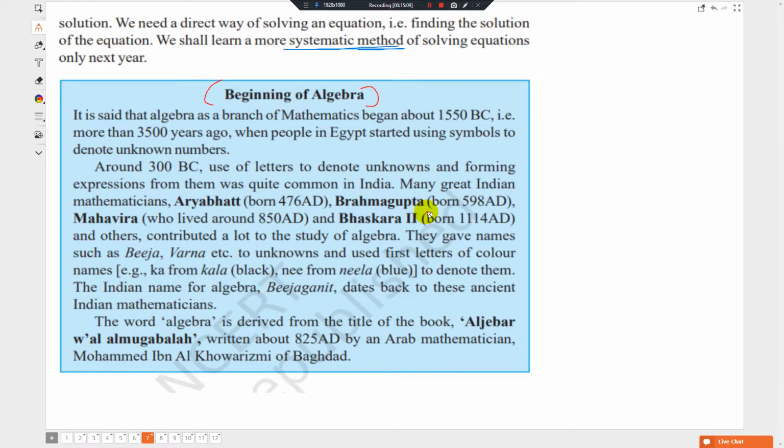The Indian name for algebra, Bija Ganit, dates back to these ancient Indian mathematicians. The word algebra is derived from the title of the book Al-jabr wal-muqabala, written about 825 AD by an Arab mathematician, Muhammad ibn al-Khwarizmi of Baghdad. So that was the history of the beginning of algebra.